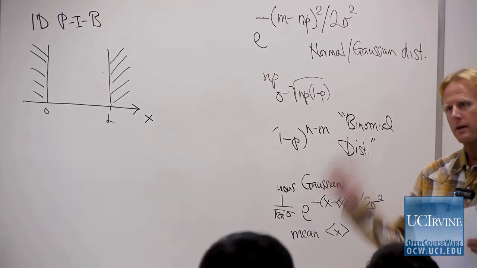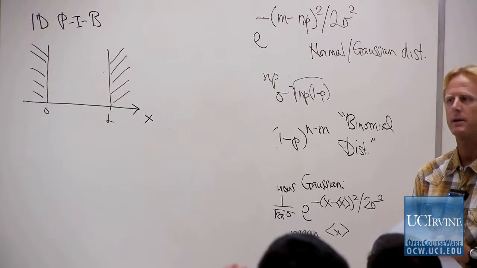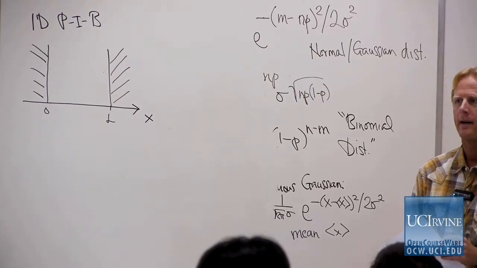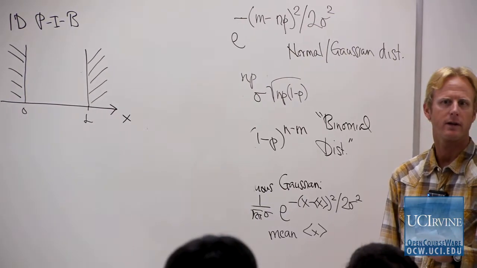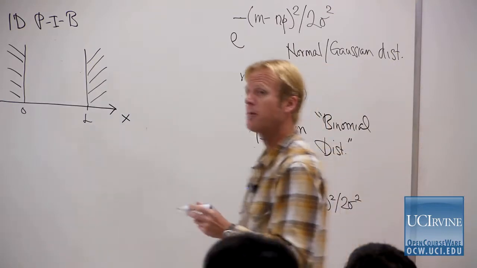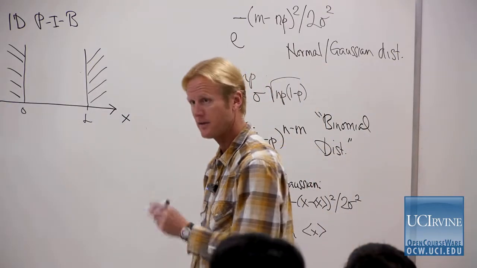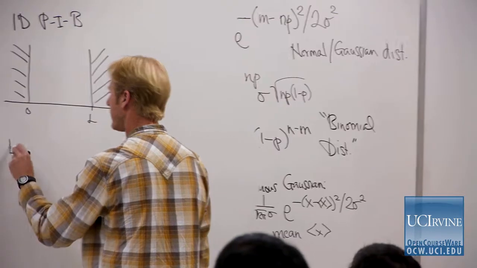If the walls are infinitely high, corresponding to infinite potential energy, then this is a very easy problem to solve in quantum mechanics. Does anybody remember what you get out for the energies? The energies are discrete.